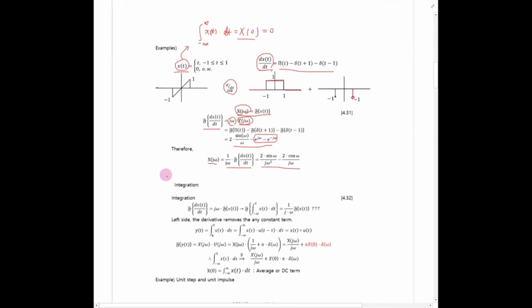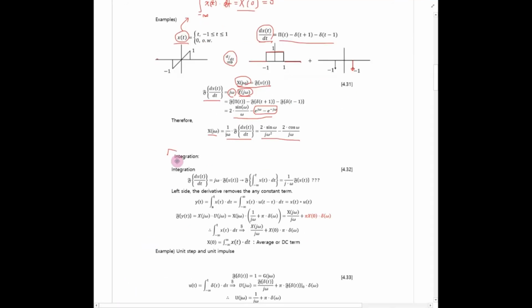Next, we would like to study the integration property, or the Fourier transform property for integration. The Fourier transform of differentiation is given by j omega times the Fourier transform of x(t), as we have studied. Then what about the integration of this one? Just dividing by j omega, it looks like this one. Does that satisfy these conditions? That's the question.